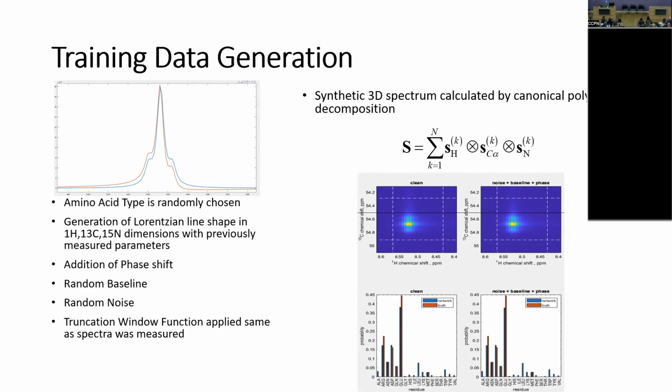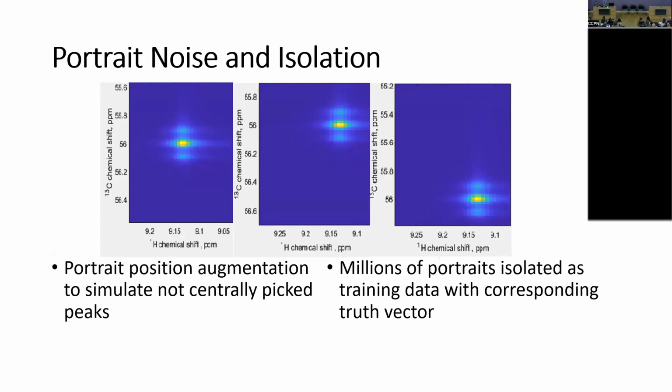And after training on tens of millions of images, we could use this neural network and attempt to do an assignment on an experimental spectrum. But we also added other distortions. For each image, we added random shifts to simulate the user not picking each peak exactly, which made the neural network more resilient.